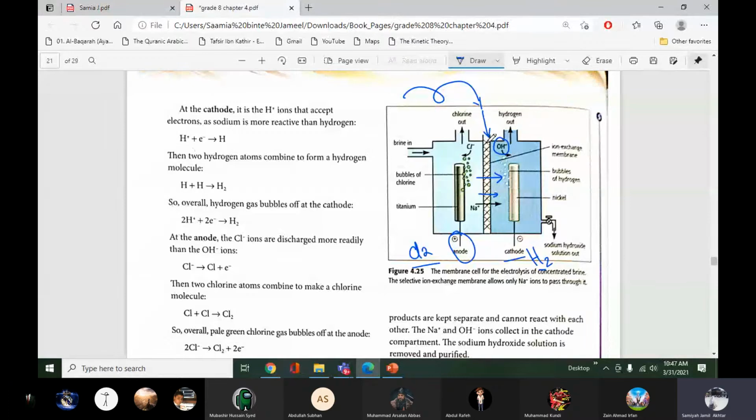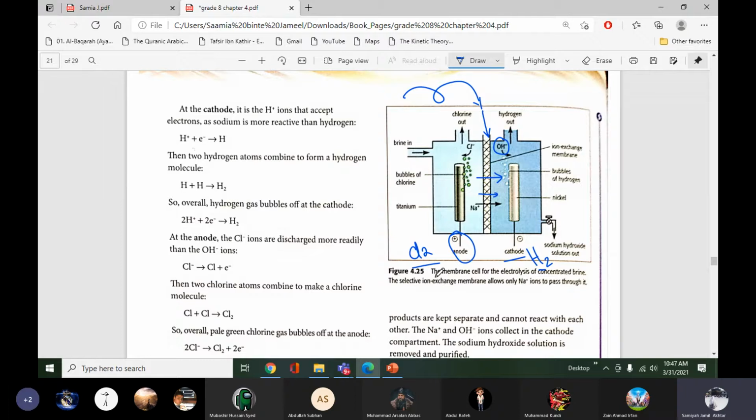They can ask you a short question: what is the purpose of this membrane in the middle? So this is a perforated membrane and it allows only sodium ions to cross through it to the other side. From the anode side, they will move to the cathode side, and on the cathode side, they will react with OH ions to form sodium hydroxide.